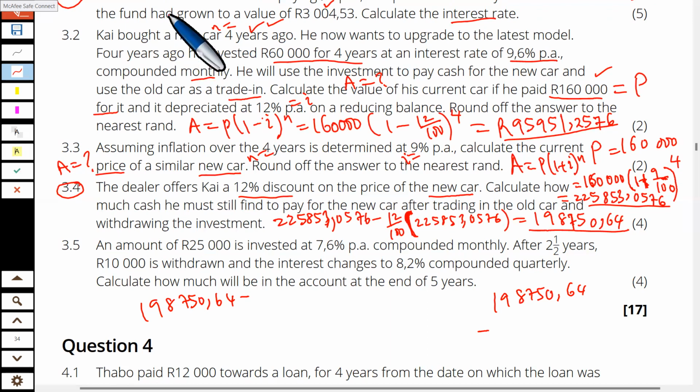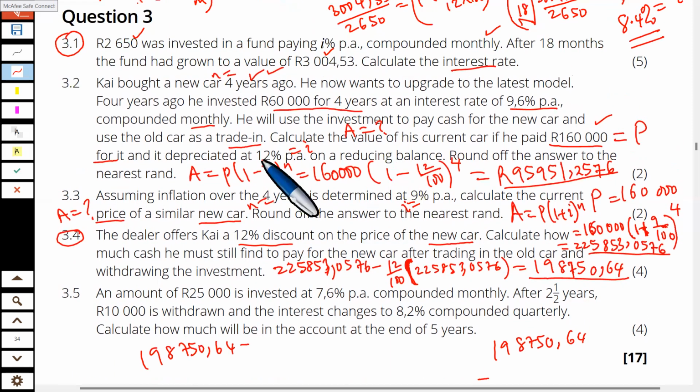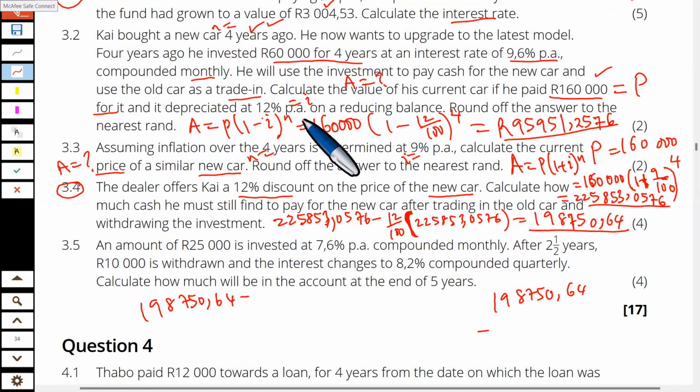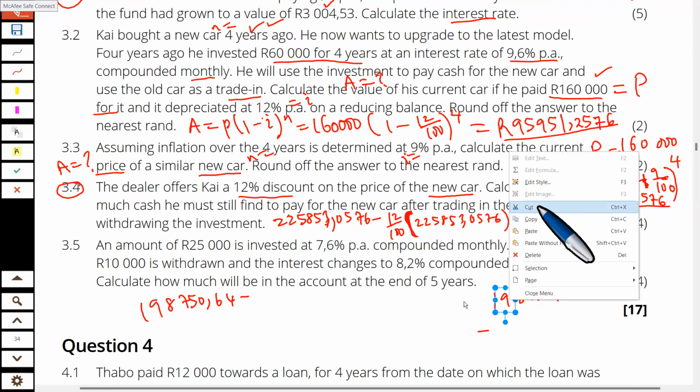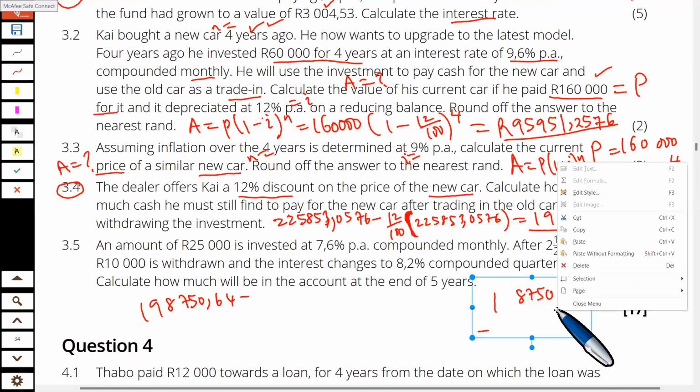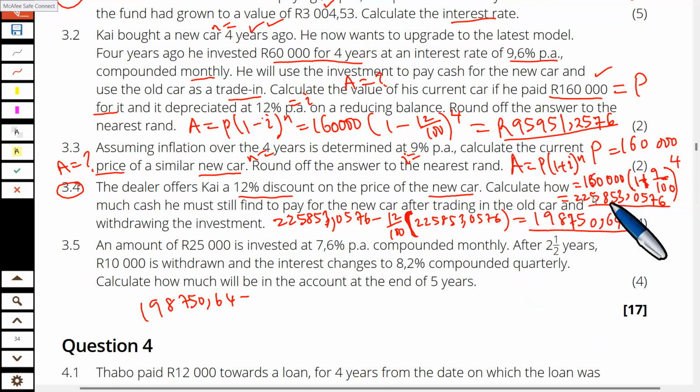Okay, I'm going to look at your thing. Obviously, you have the trade-in. You want to upgrade to the latest model after four years, and you invested that one. Also, you must withdraw the investment. So the investment alone is going to be 60,000 for four years at an interest rate of this, compounded monthly. So which means that it's going to be exactly that one. So you have 60,000.